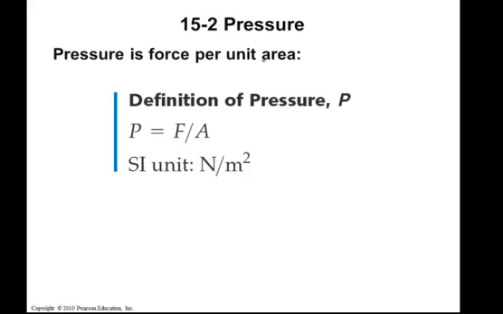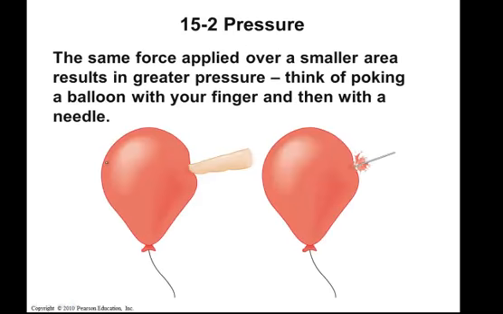The other thing we're going to talk about is pressure, and pressure is force per unit area. The symbol that we're going to use for pressure is a capital P, and P is equal to F divided by A, or force divided by area. Forces are in newtons, and areas are in meters squared, so that is newton per meter squared. The same force applied over a small area results in a greater pressure. So if you think about poking it with your finger versus a pin, since the pin has a much smaller area, it's going to be a much larger pressure.